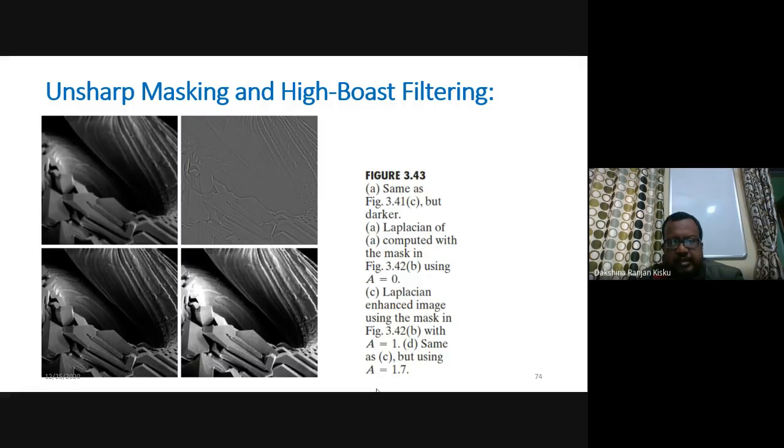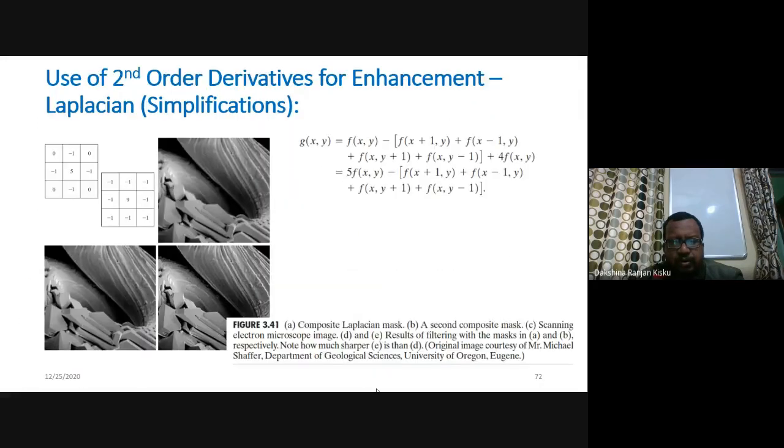Here you can see the result for some input image. This is the input image.